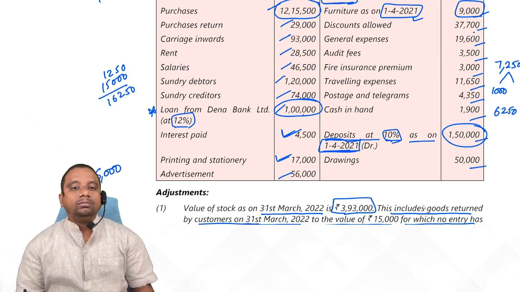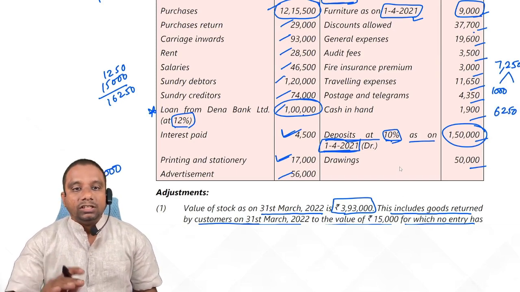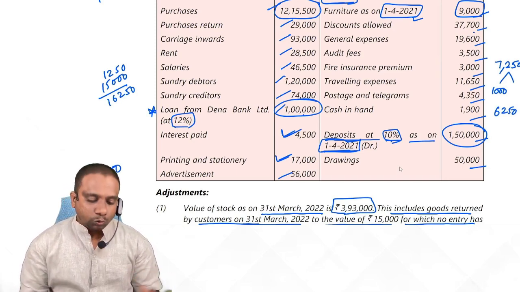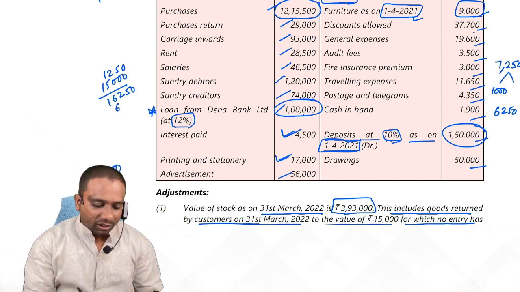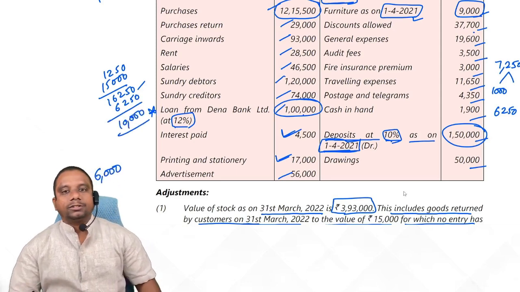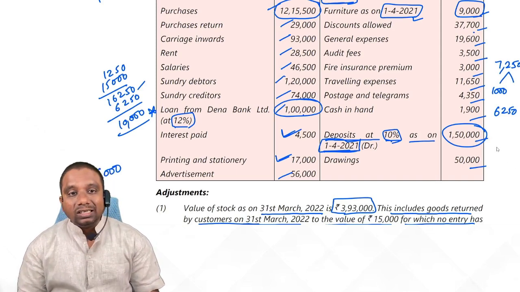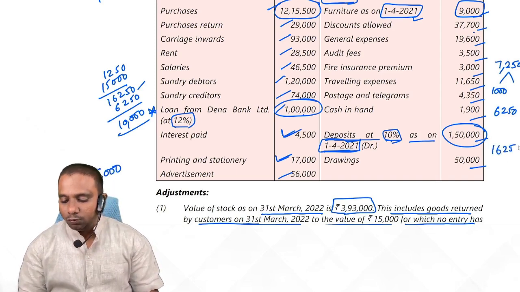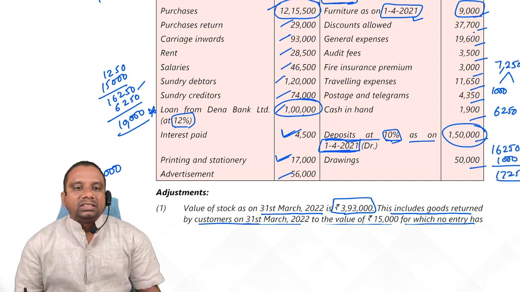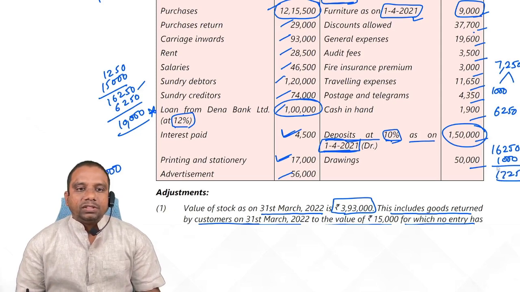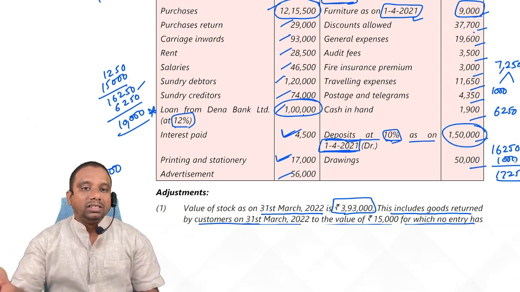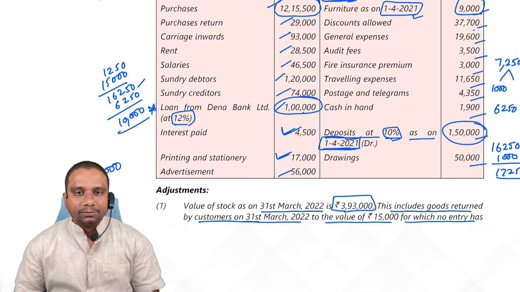6,250 from deposits and investments. Understood, students? So total interest 16,250, received only 6,250, remaining receivable 10,000. We have to do it. So in the P&L account, total interest shown 16,250 plus 1,000 rupees from debtors, 17,250. Is it clear? 10,000 interest receivable, balance sheet asset. Next adjustment.